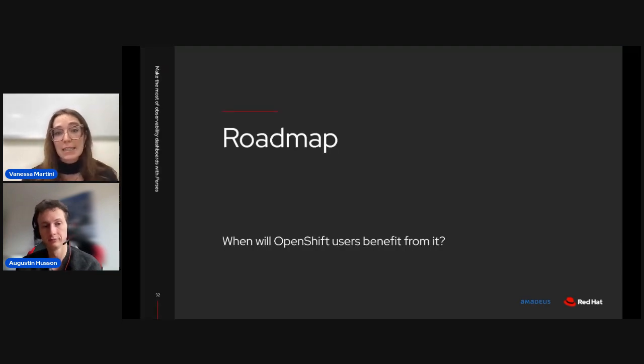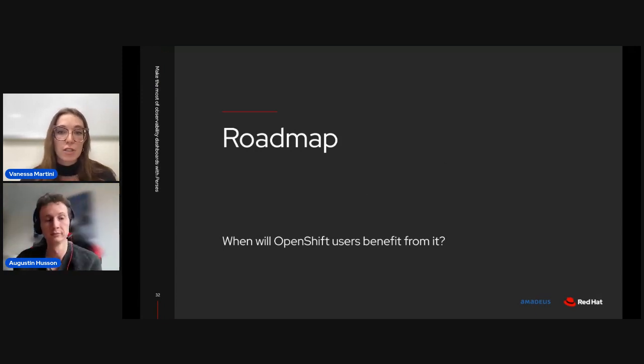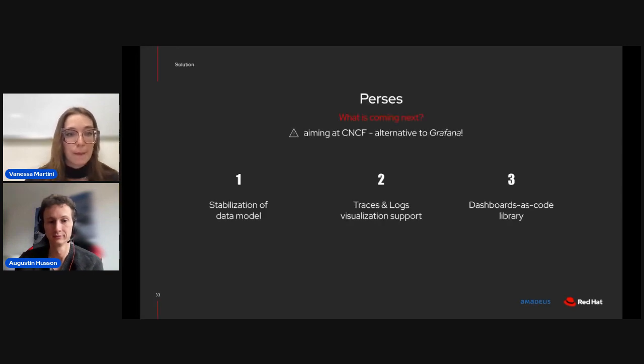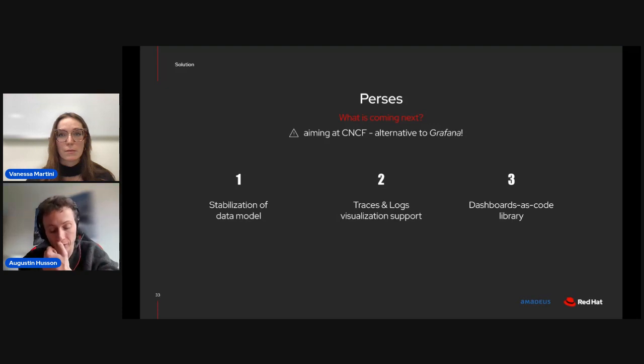And this leads us to the last section of our session, the roadmap. So first thing first, the upstream roadmap. So over to you, Augustin. Thank you. So yeah, let's talk about the open source roadmap. So we have three different main goals, let's say. The first one is to stabilize the data model. That means basically we want to provide a solution to be able to migrate from a panel version to another one.